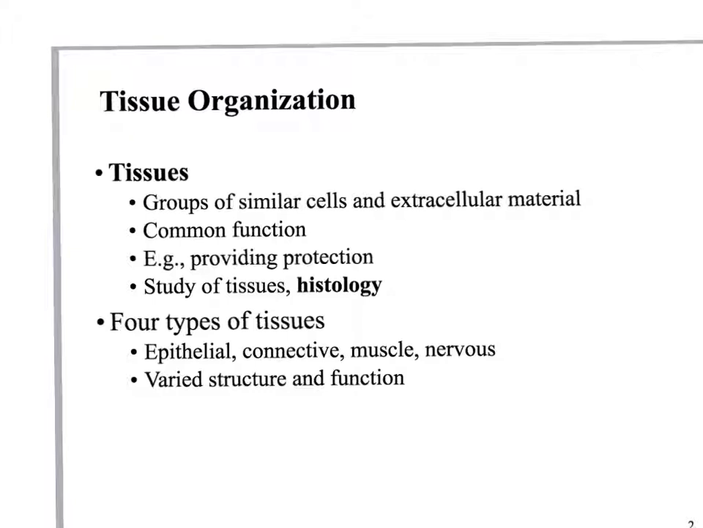We have 4 types of tissues, 2 of which you really concentrated on in lab: epithelial tissue and connective tissue. And then we have muscle and nervous tissue. Muscle and nervous tissue is what separates higher order animals from others. Jellyfish do have some aspect of a nervous system, so it's different than some lower organisms.